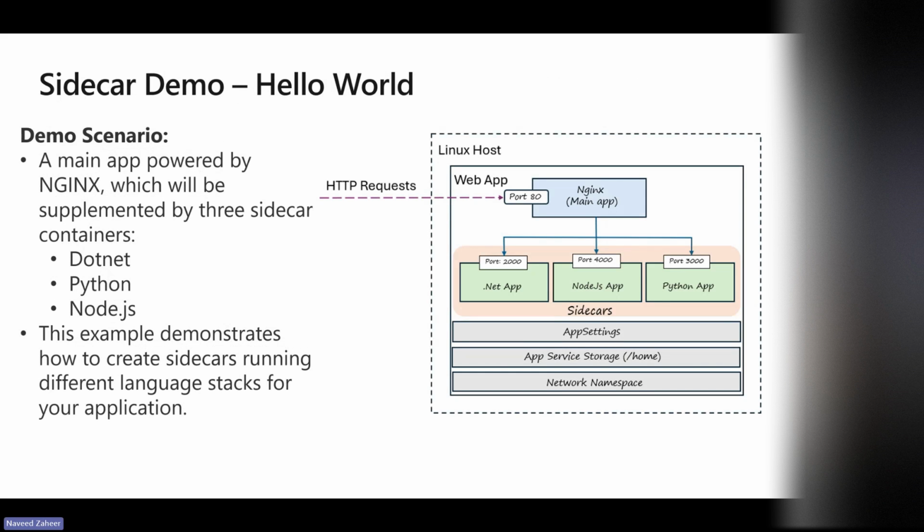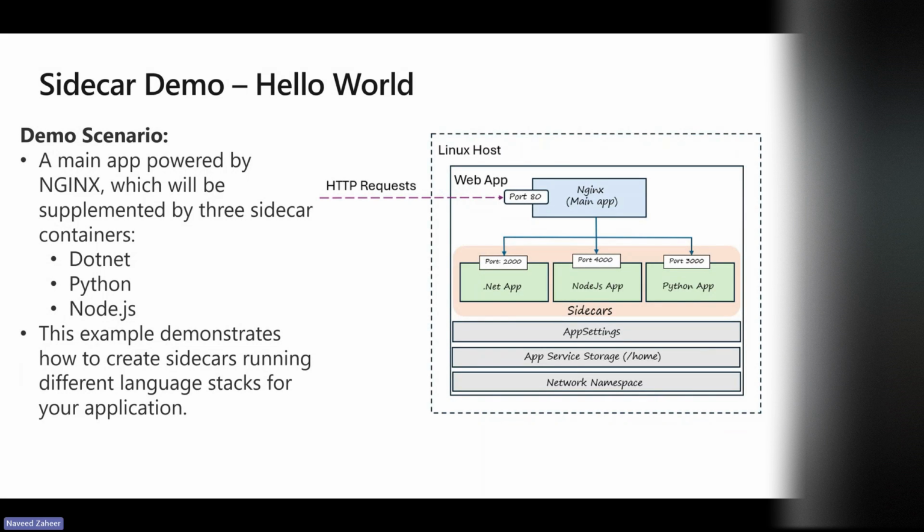Okay, so the first demo that we're going to see, we have a Nginx web app. That web app is the main app, and then it is using 3 sidecar containers.